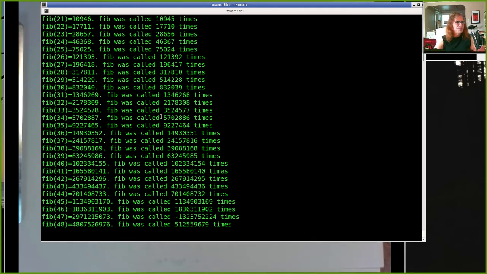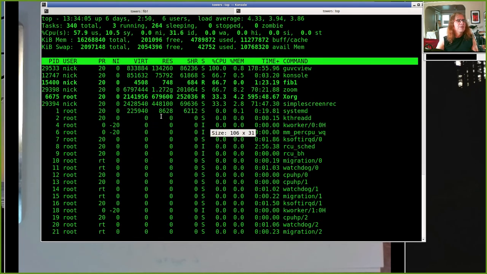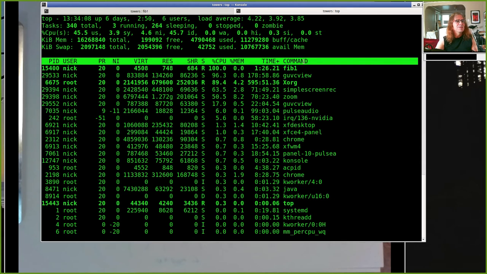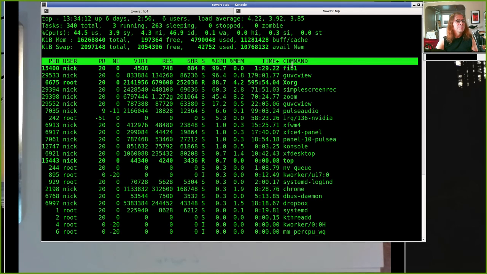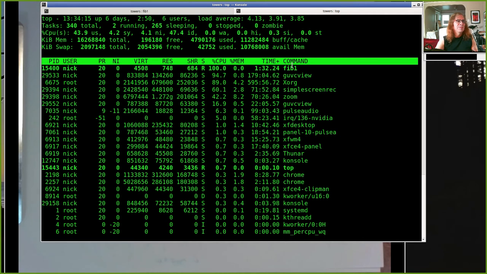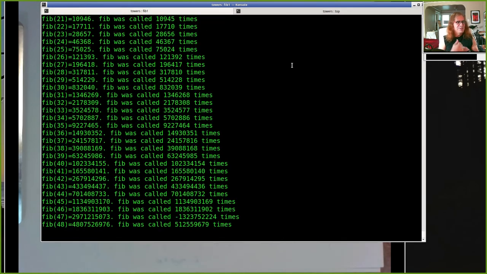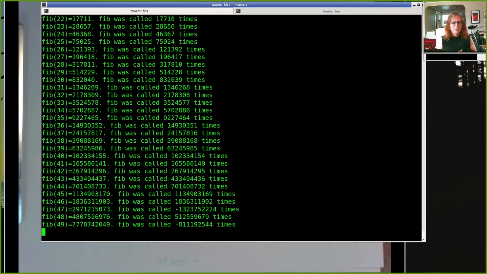Right? So my CPU is just chowing away on this. I'm 100% CPU bound on fib. And it's just making calls to this function and calls this function and calls this function. So in 2.22 we'll learn about something called dynamic programming, where we'll actually find a way to speed this up by saving some of our values.